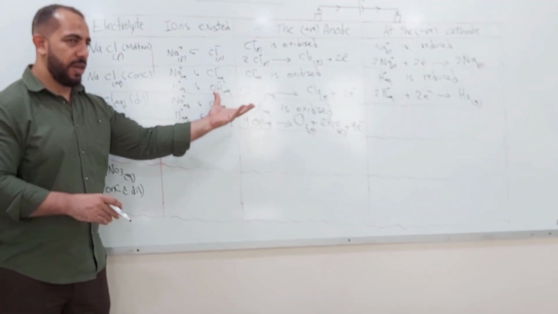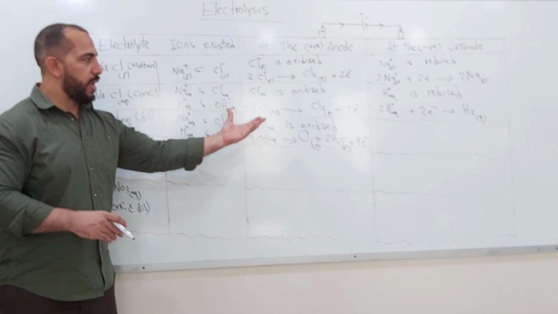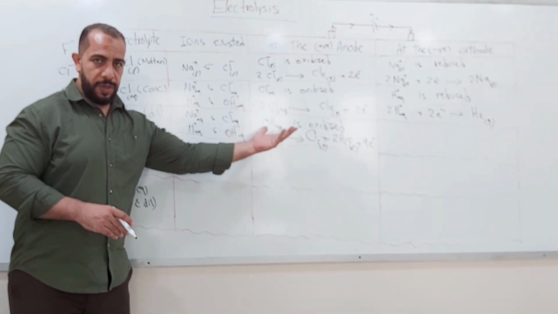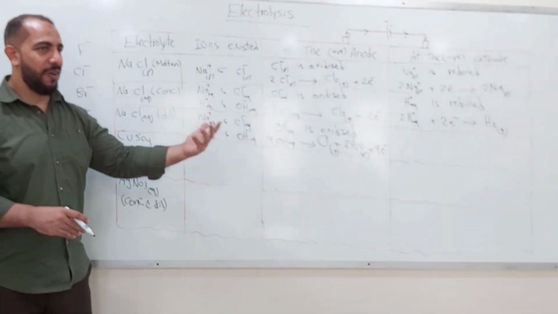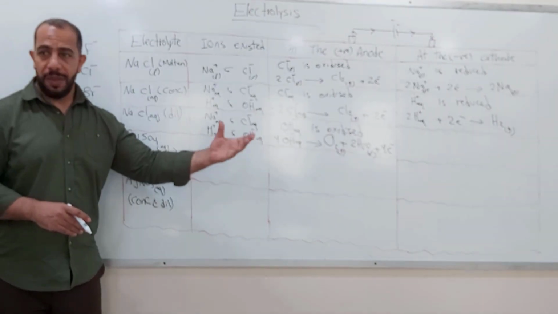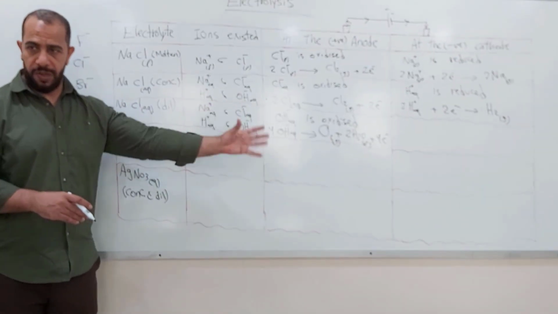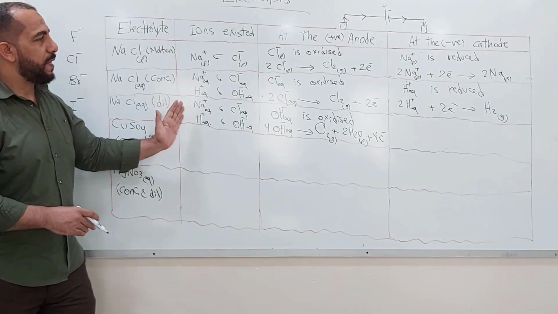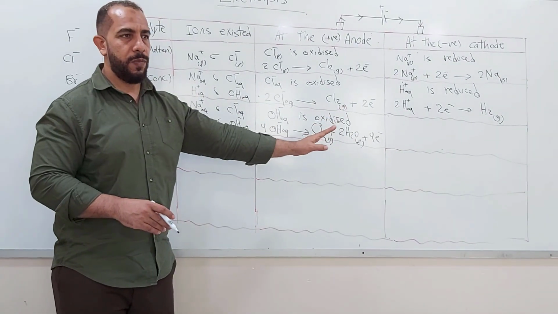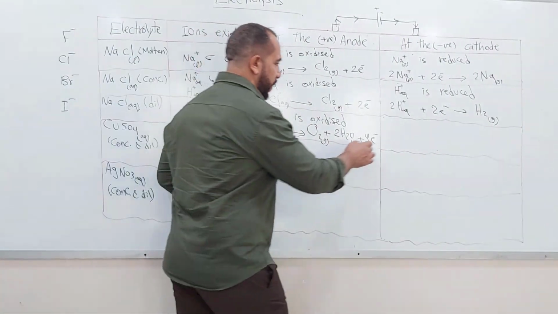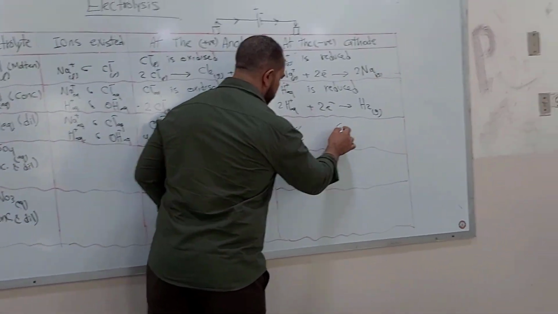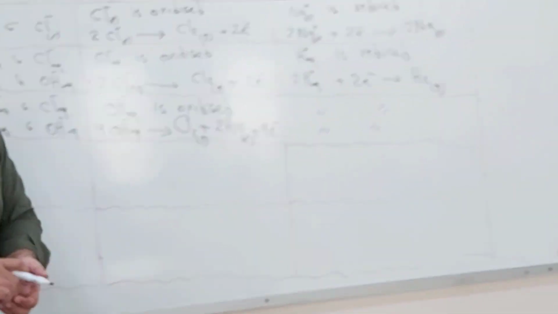In case of concentrated NaCl aqueous, chlorine gas will be produced at the anode. In case of diluted, not chlorine, it's going to be oxygen. I think it's a very big difference. We should focus here. What happens at the cathode is the same, no change. So I do the same like this. So it means this is the same as that.